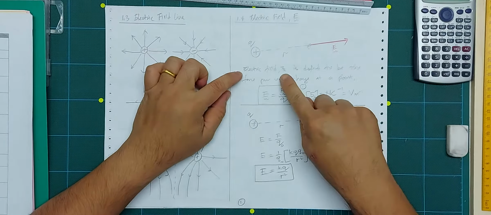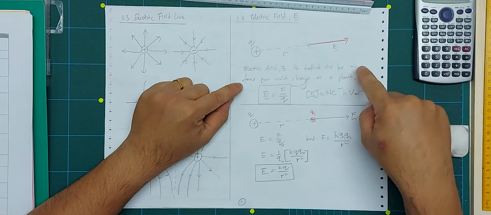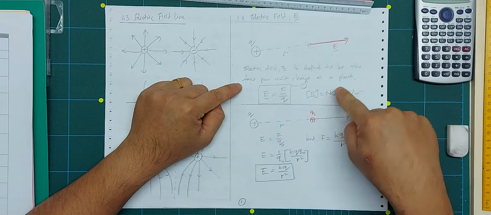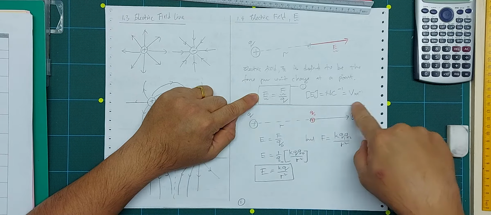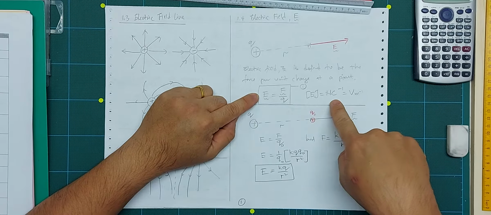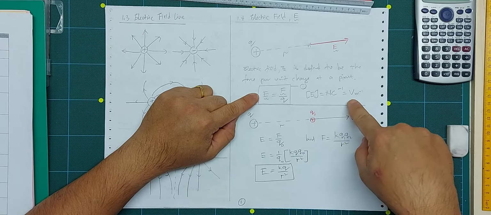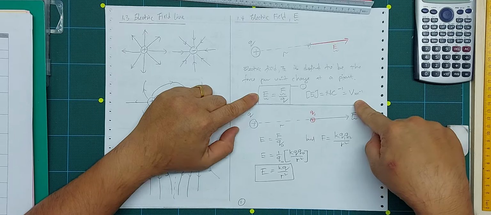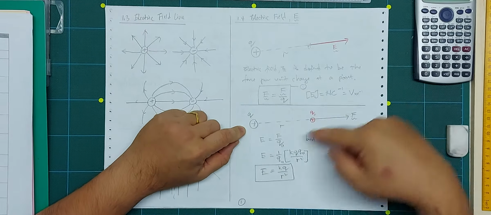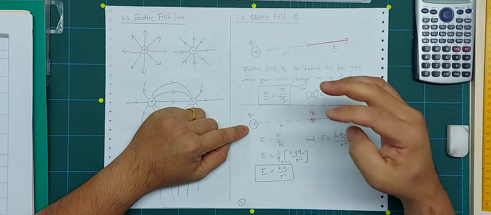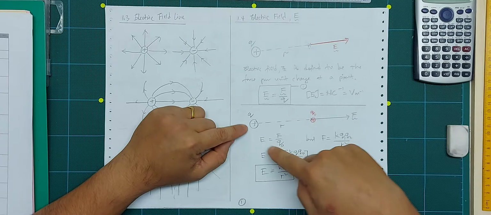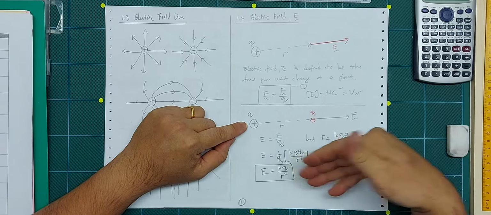Now our electric field E is defined to be the force per unit charge at a point. So the formula is F/Q, and the unit will be Newton per Coulomb, or there will be another one, Volt per meter. Okay, other than this formula, we have a second formula, which is this one. Now, how do we get that one?